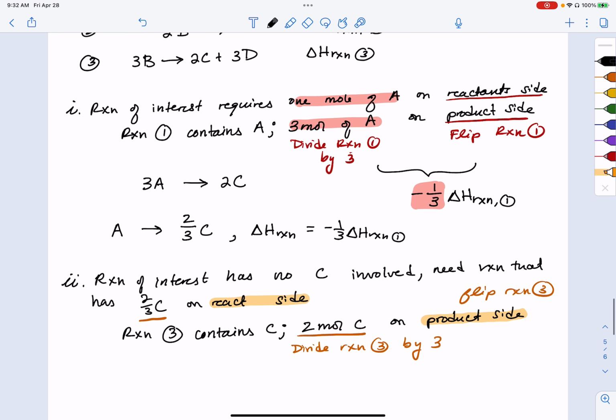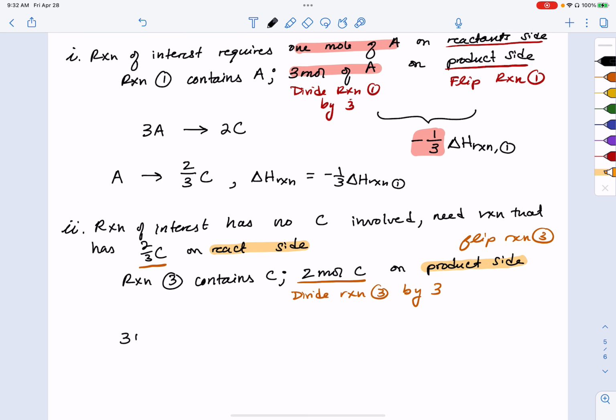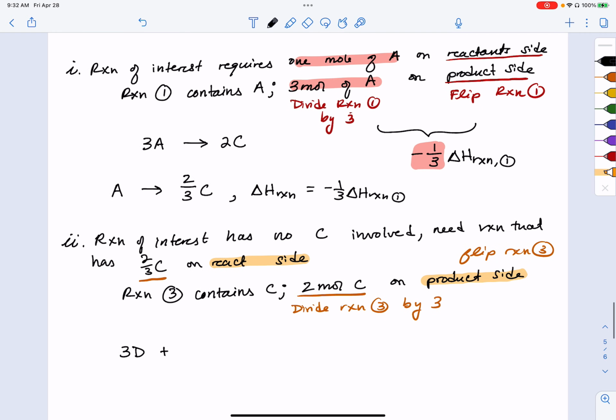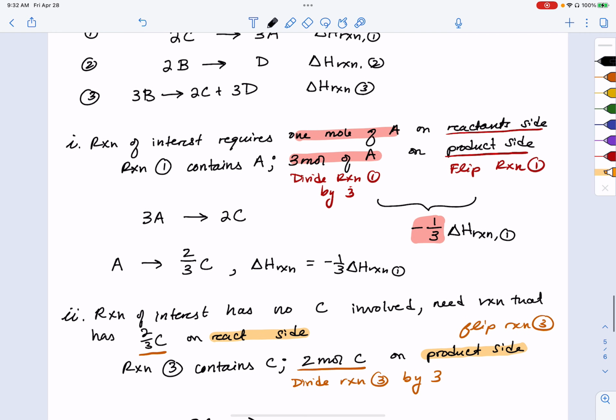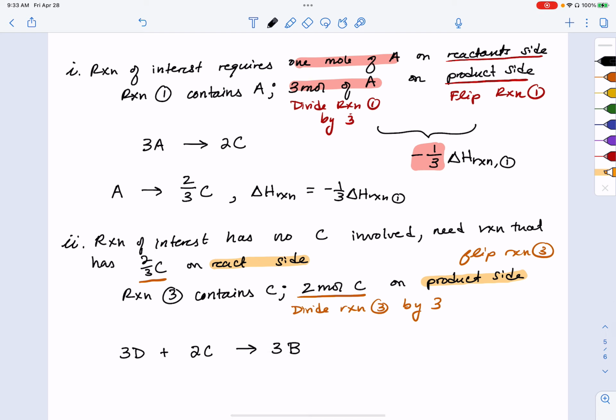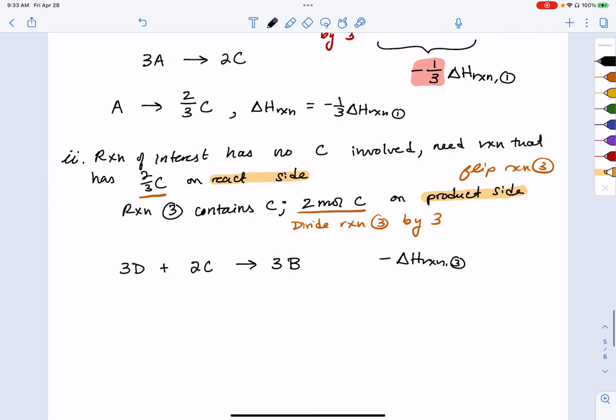So let's do that. So let's first reverse reaction 3. That is 3D plus 2C going to 3B. Okay, that'll give us the flipped heat of reaction for reaction 3. And now I need to divide every coefficient by 3, so this becomes 1D and 2/3 C going to 1B. So this is now negative 1/3 the heat of reaction of 3.